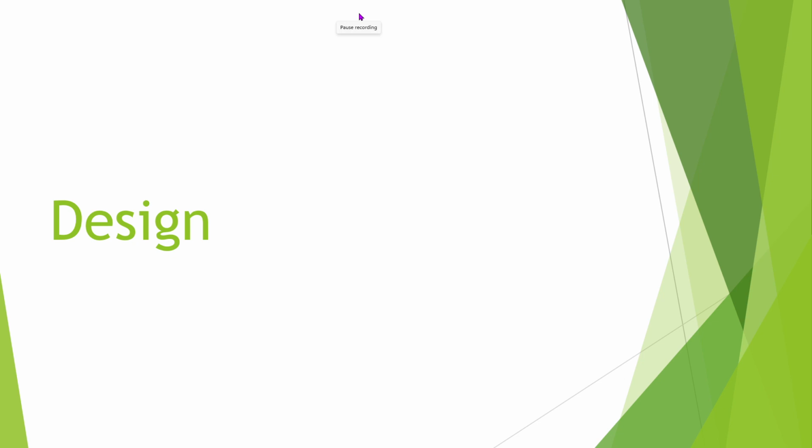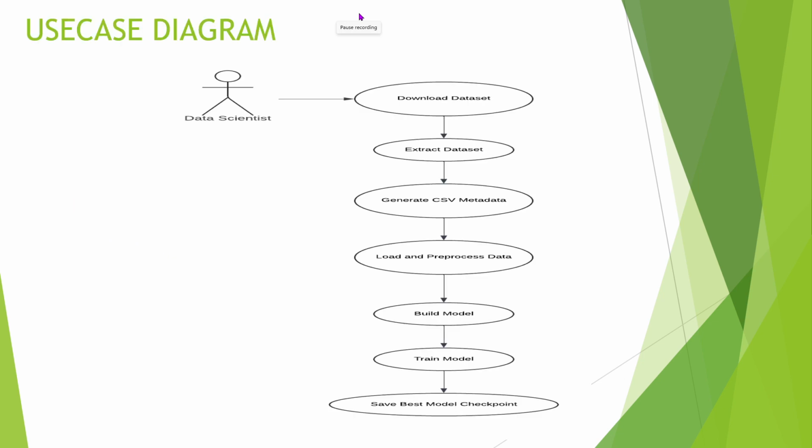Coming to the design of the project. The use case diagram, the flowchart inside the slide, represents the process workflow for a data scientist working on a machine learning project, where the scientist begins by downloading a dataset from a source. Once the downloaded dataset is extracted, if it is compressed or needs to be unarchived, then metadata about the dataset is generated in CSV format, after which the dataset is loaded into a suitable environment for analysis.